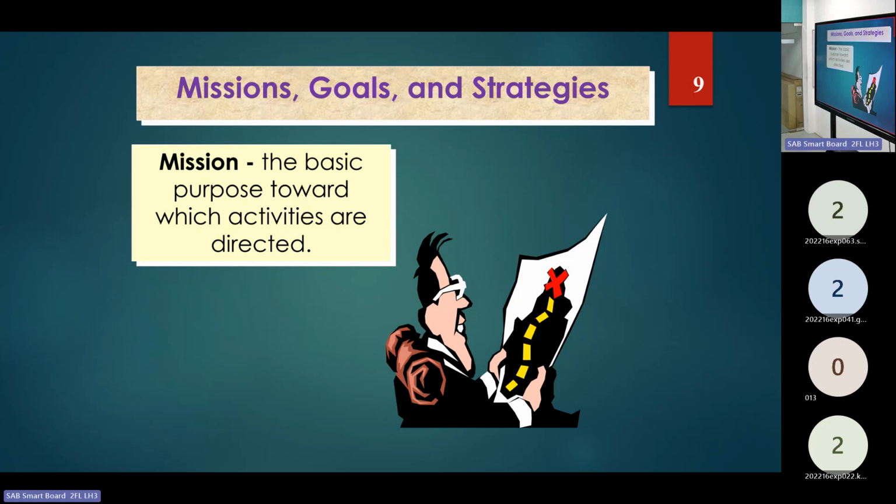When you go to certain organizations, you might see the mission statement is mentioned and that is displayed in the board, right? Just read it.